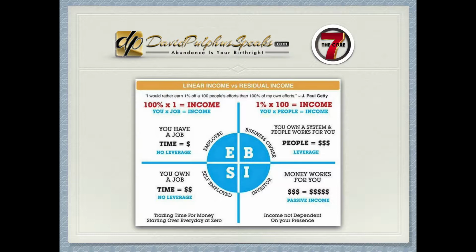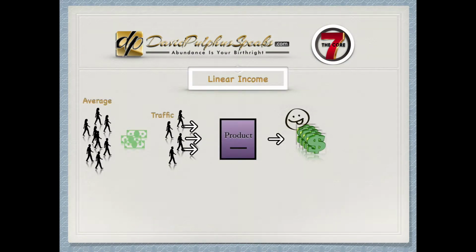So if you're in the S quadrant, instead of having a job, you own a job. You're still trading your time for money, and you don't have any leverage. And every time you work hard and you make a sale, or you make whatever you're doing happen that day, the next day you've got to start over from zero all over again. Okay, that's called linear income.